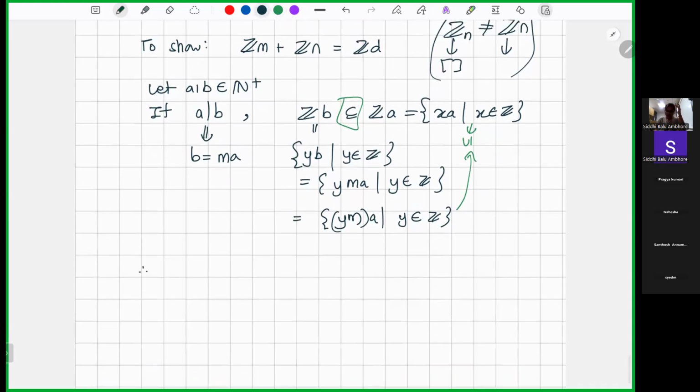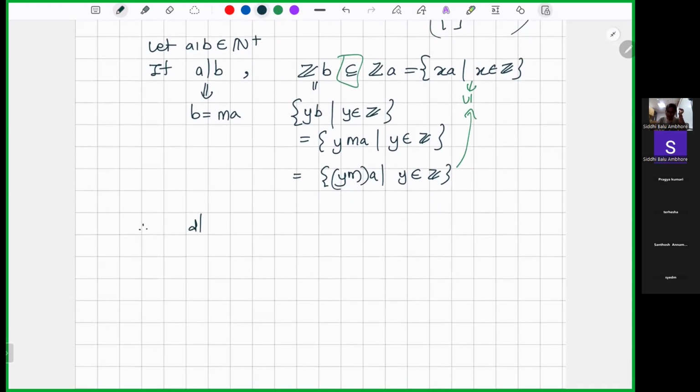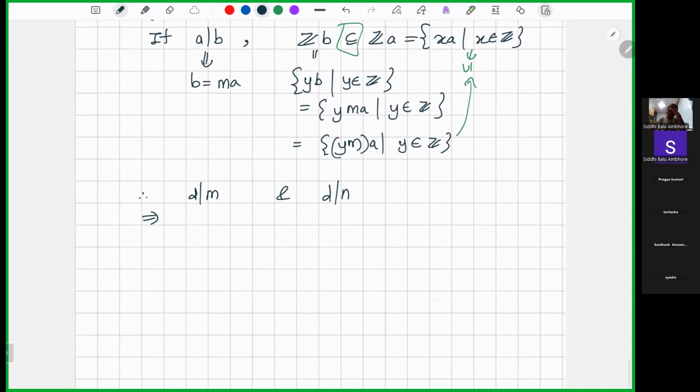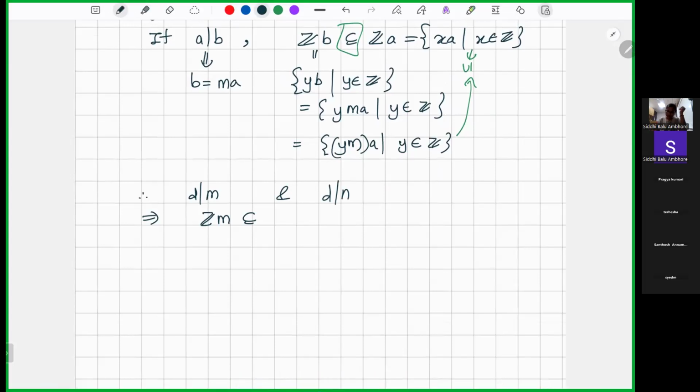So therefore, since d is a GCD, I have that d divides m and d divides n, right? So this will imply that Zm is contained in Zd, and Zn is also contained in Zd.